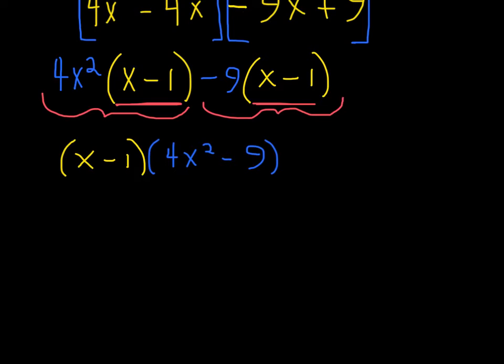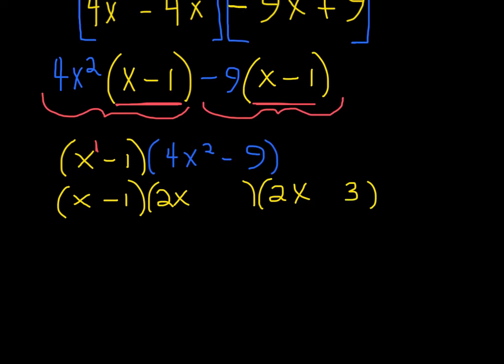But when we factor, we're always trying to get to an exponent of 1. And notice I have an exponent of 2 right here. If I look at this, I can see that this isn't done being factored. This is actually the difference of squares. So the x minus 1 is going to stay. This will be the difference of squares. And 4x squared is 2x times 2x. 9 is 3 times 3.